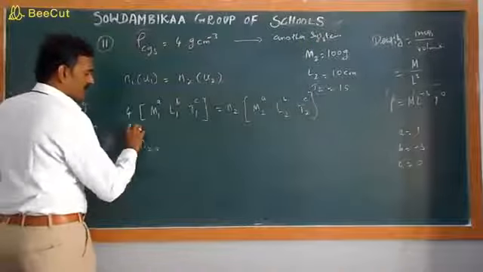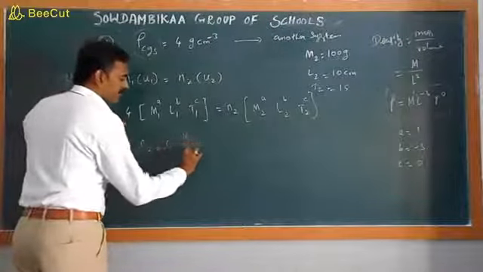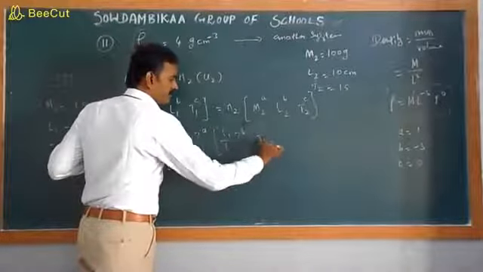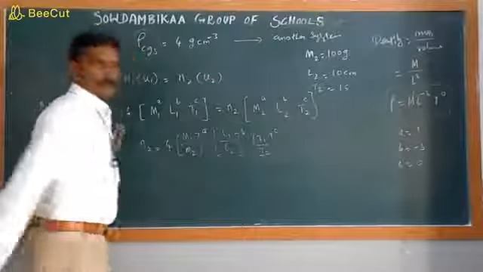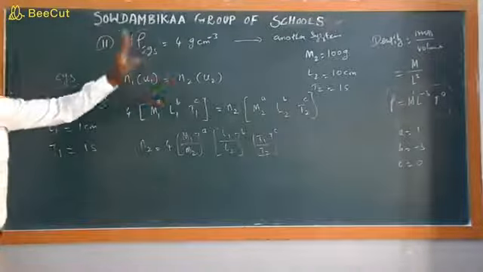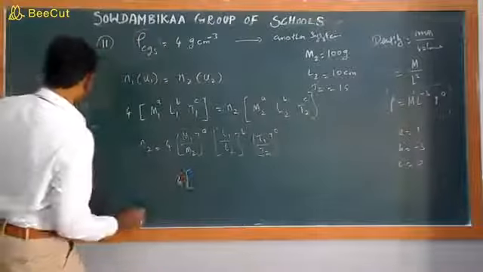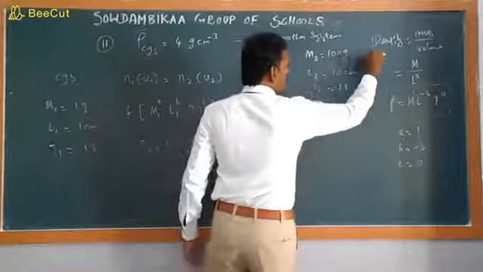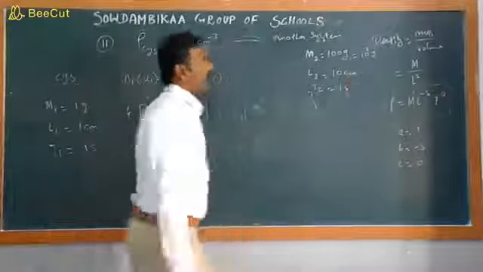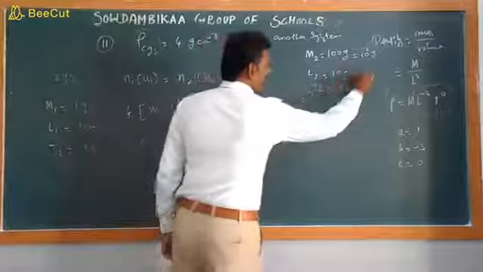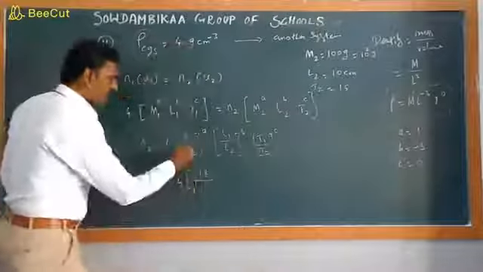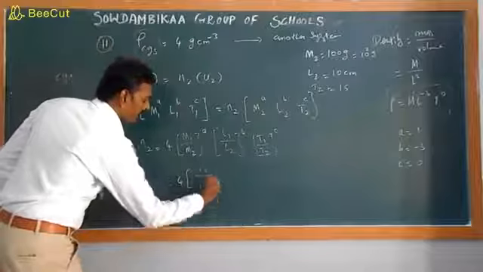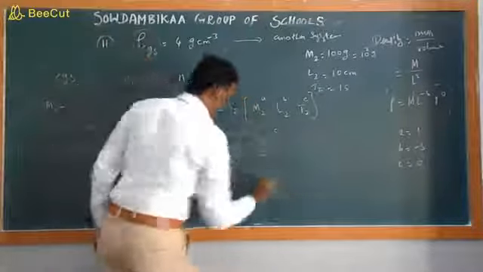So N2 is equal to 4 into (M1 by M2) power a, (L1 by L2) power b, (T1 by T2) power c. Then substitute the values for M1, M2, L1, L2, T1, T2. M1 is 1 gram, divided by M2, which is 100 gram, that is 10 power 2 gram. So 1 gram divided by 10 power 2 gram, power a. What is the value of a? a is equal to 1.